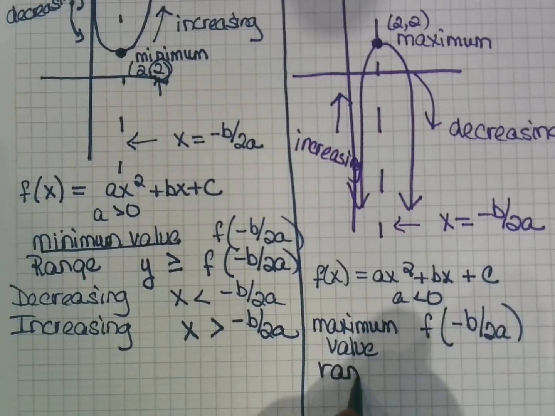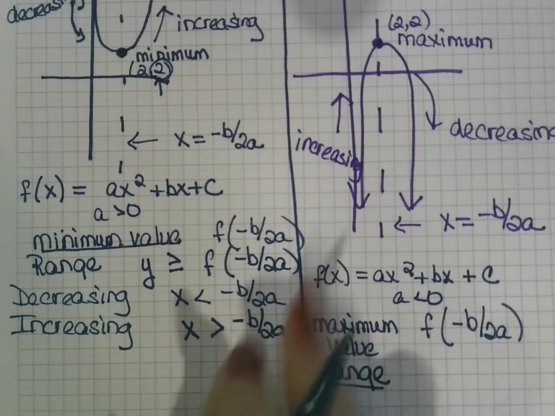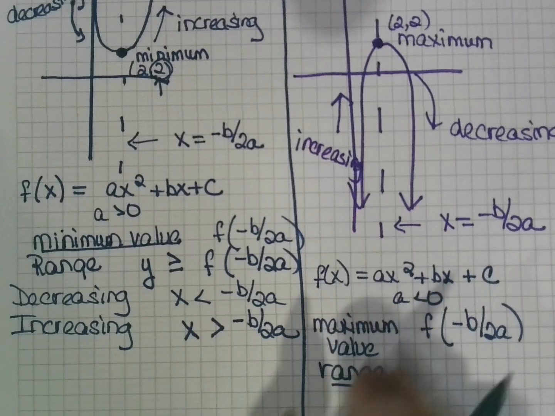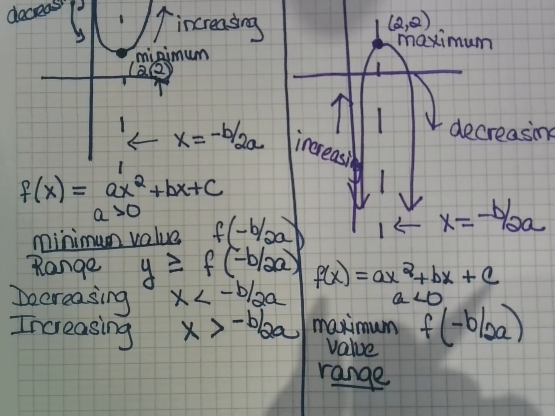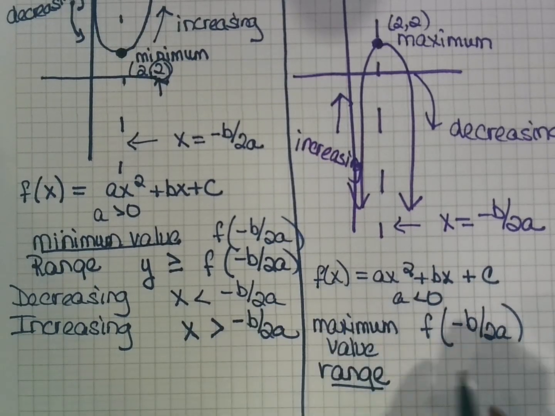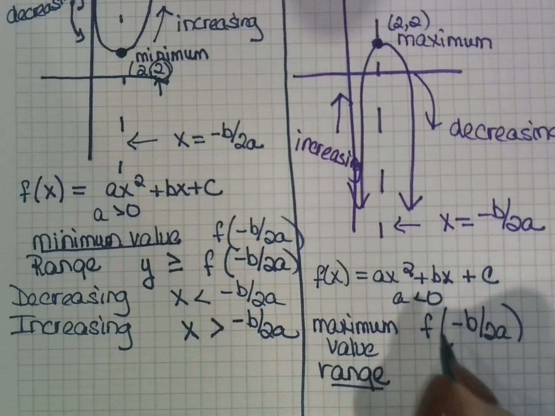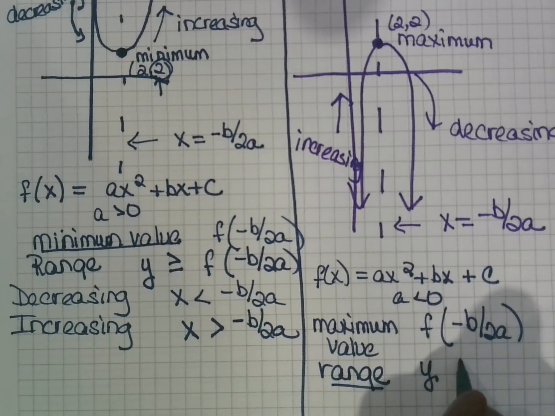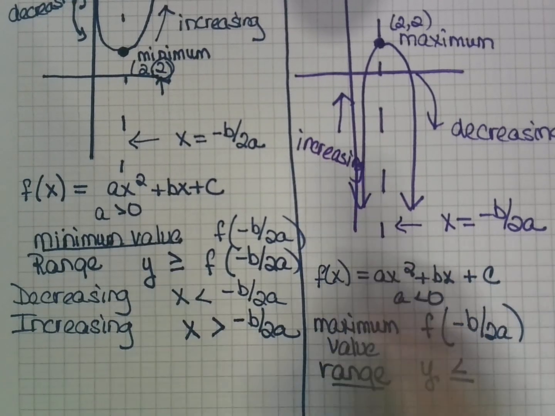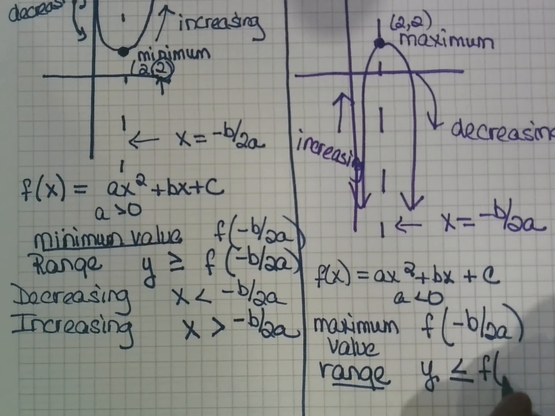And the range, there are some errors in the notes online, so I'm just letting you know this video is the most up to date. So you may want to check your notes with this. The range, because it's opening down, is going to be y less than or equal to instead of y greater than or equal to, and then f of negative b over 2a.